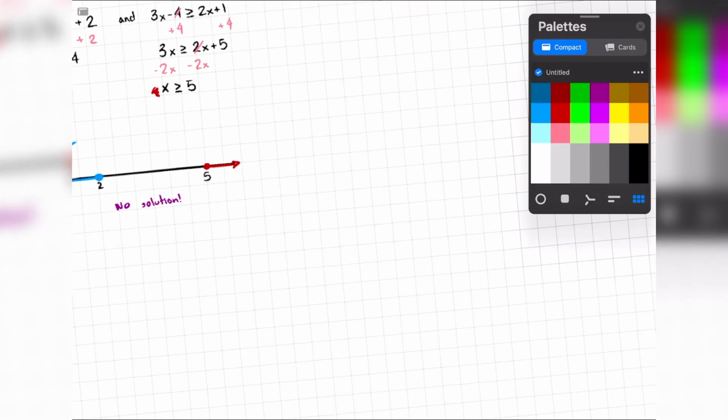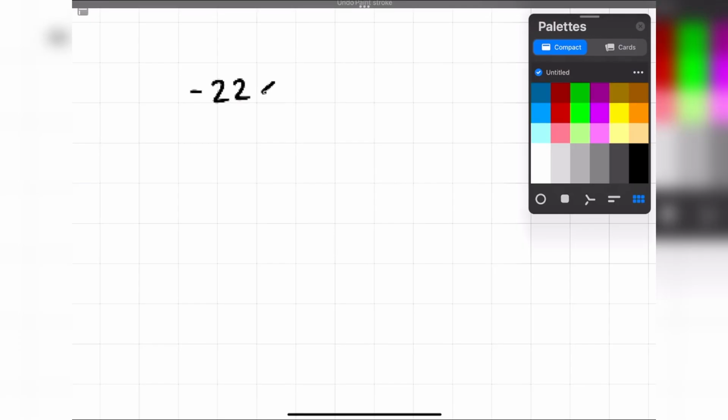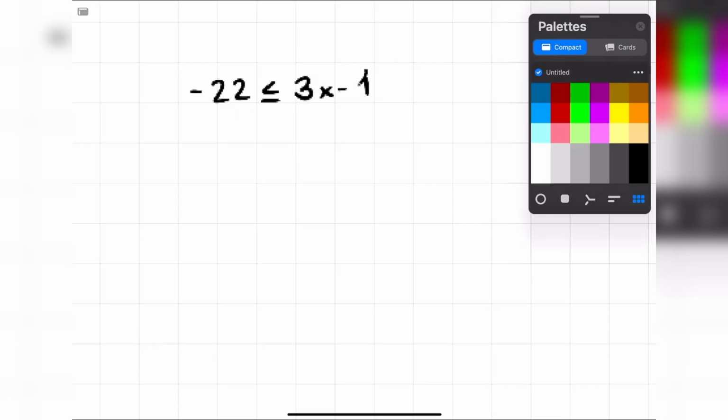So continuing to the next one, we have negative 22 is less than or equal to 3x minus 4 is less than negative 1. Let me rewrite that, is less than -1. So now for this question, this is unlike the previous ones we've seen, right? Now we have two inequalities. So what do we do here?